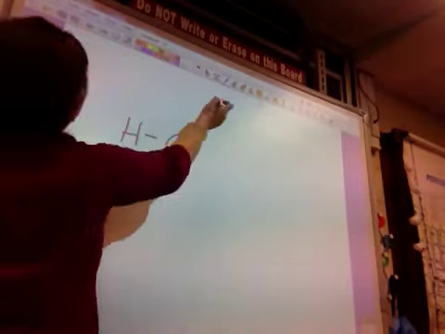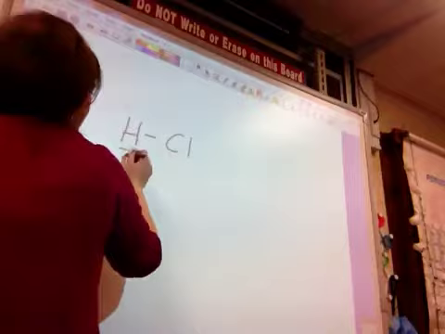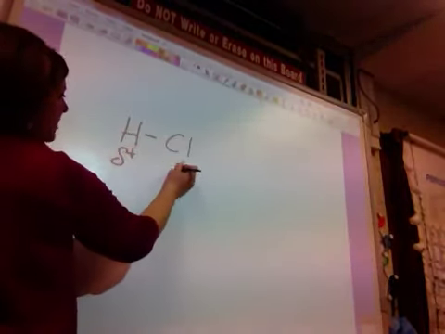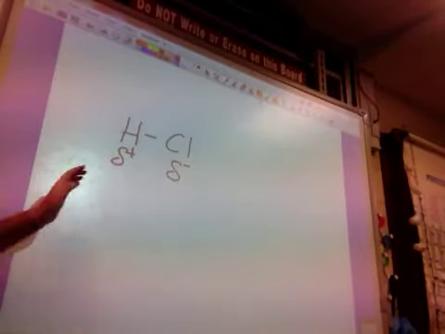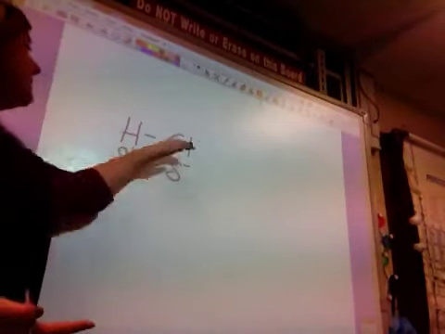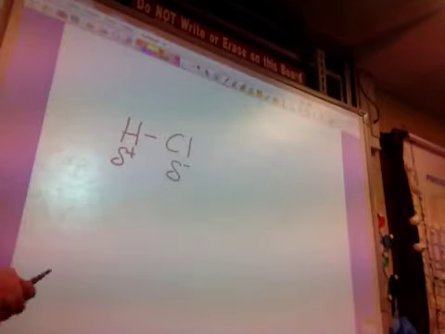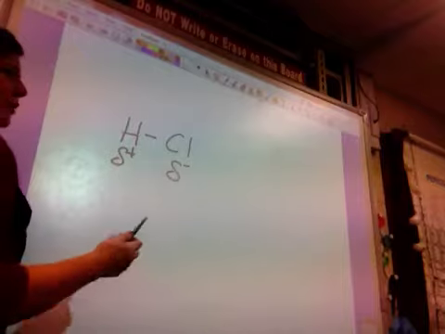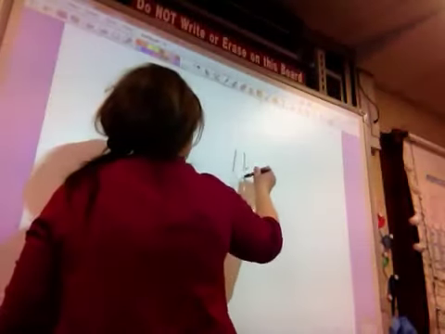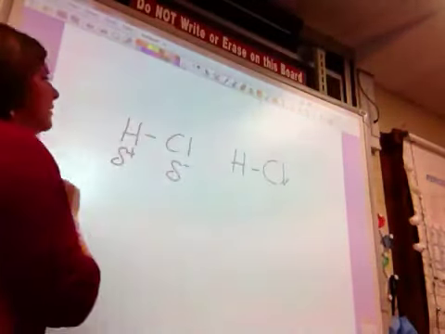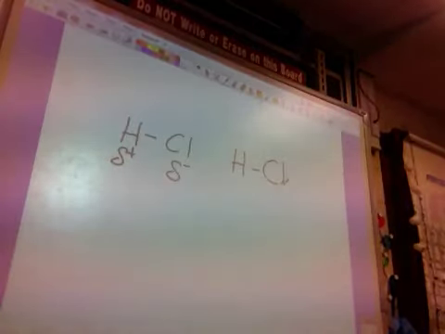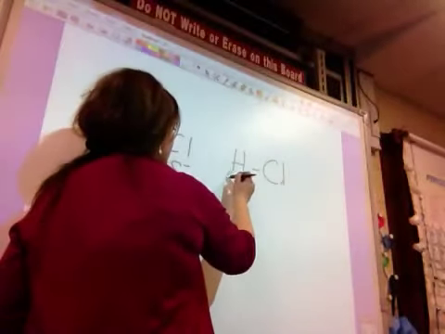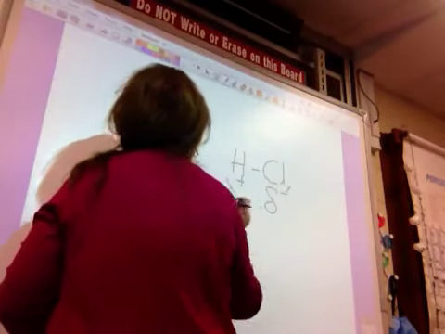HCl, actually, let's use the partial positives and partial negatives. So this one has a partial positive, this one has a partial negative. This one has partial negative because it's more electronegative than hydrogen is. So hydrogen's partial positive, chlorine's partial negative. Well, let's say that it's really close to another molecule just like itself, another hydrogen and chlorine bond. Well, hydrogen has a partial positive, chlorine has a partial negative.